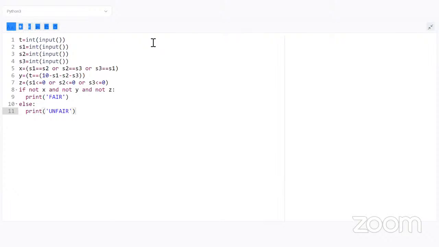Why have you made it 10 minus? Because 10 is, okay, that is my mistake. It should be T minus. Yeah, I got my mistake. It should be T minus S1 minus S2 minus S3. I took the input T as 10 also. That is why. In my mind, it was 10.